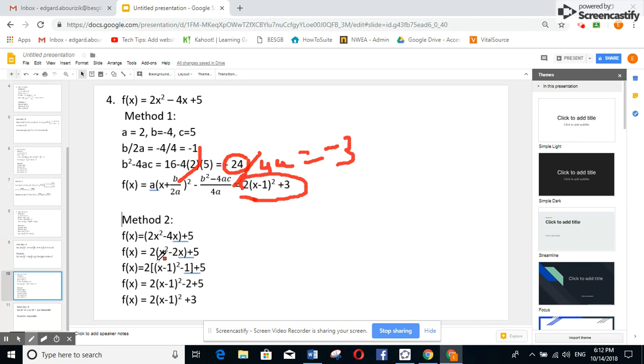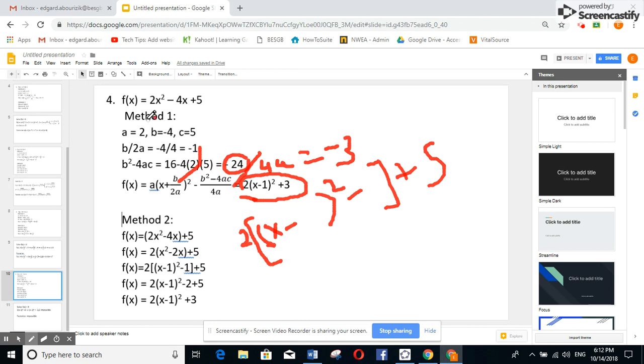And here, if you're going to do it step by step, we put 2 in factor. We divide each one by 2. 2x squared divided by 2 is x squared. Minus 4x divided by 2 is minus 2x. Now what do I do? As usual, I do this expression. I put minus, and if I have a plus, I put a plus. I put the square, minus this number, and plus 5 outside.